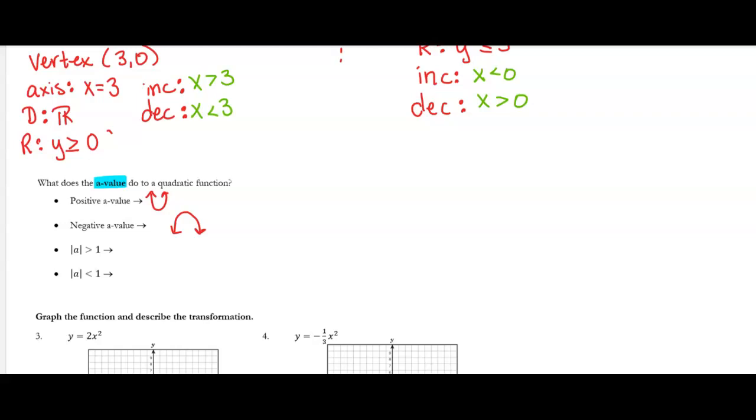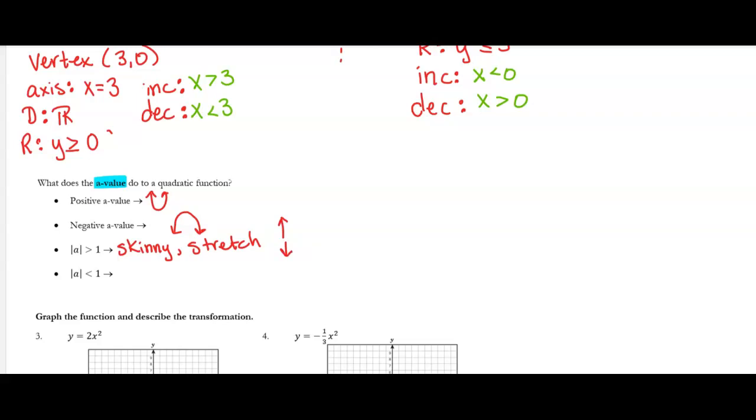If the absolute value of a is greater than 1, it's going to get skinny, which is actually called a stretch. It's going to get thinner. So we stretch it tall. So you can kind of think of how you would stretch a rubber band and you stretch it tall, and so that's why it gets skinny.